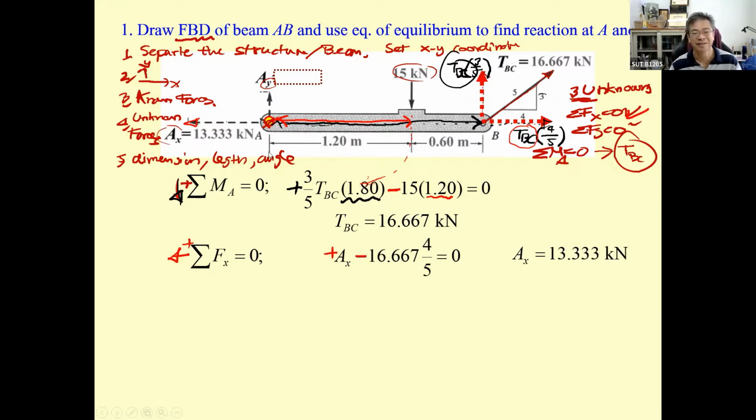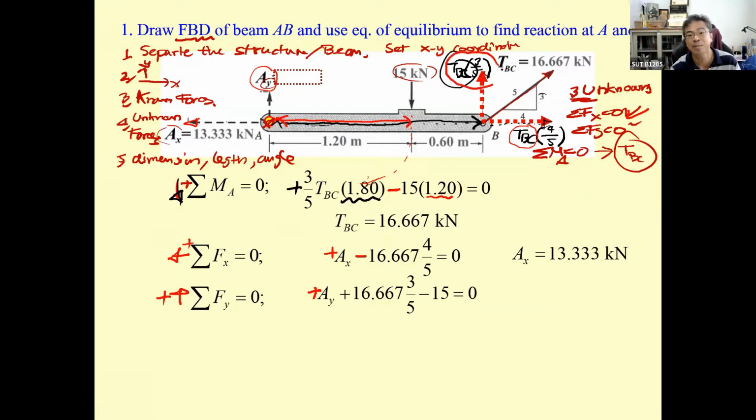And then summation of F sub y equal to 0. Now, A sub y is here. You put upward as the positive. So A sub y is positive. And then T sub BC times 3 over 5 is also positive because it's upward. And 15 is downward. So you get A sub y equal to 5 kilonewton.